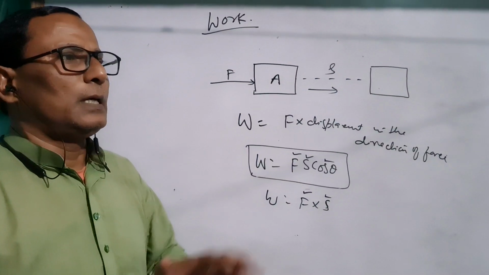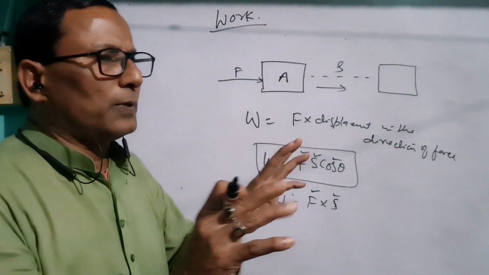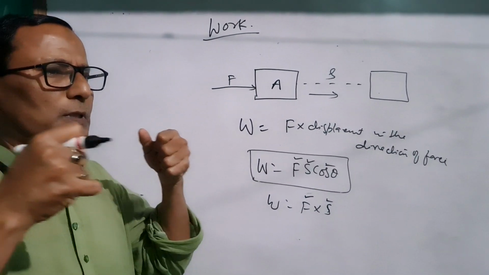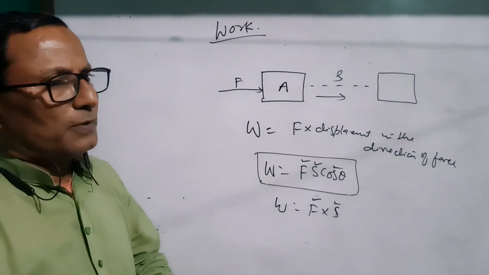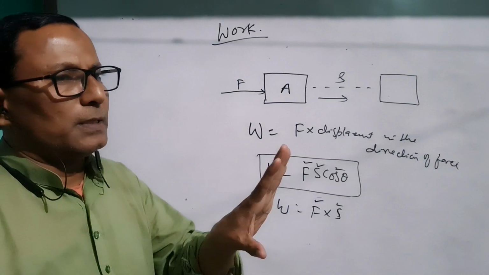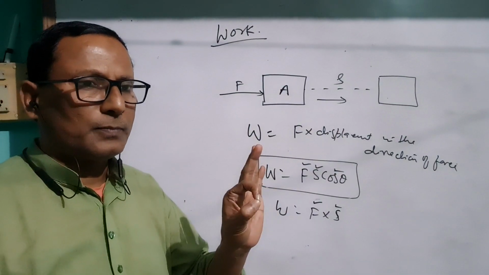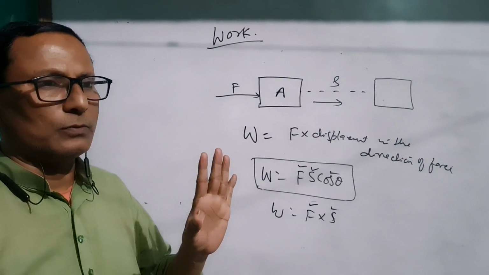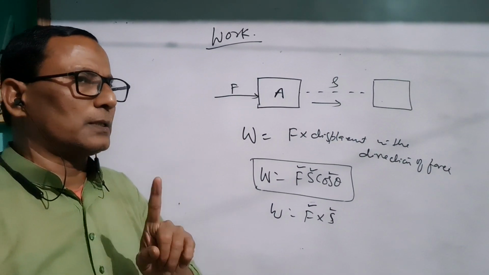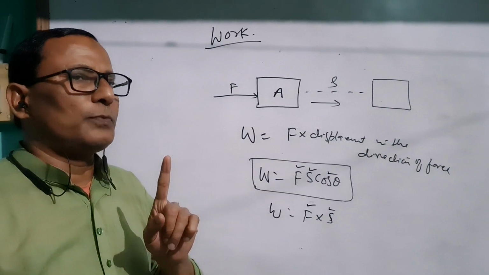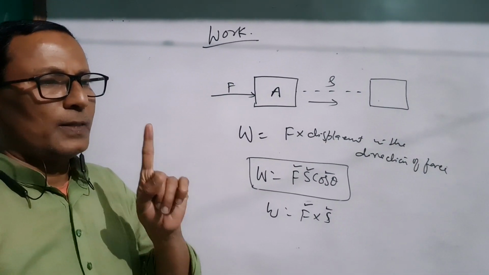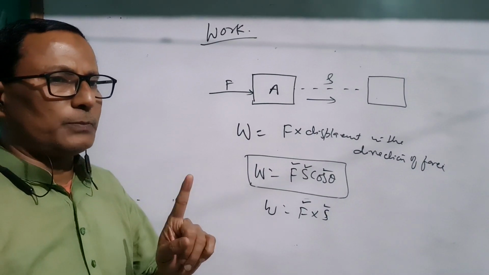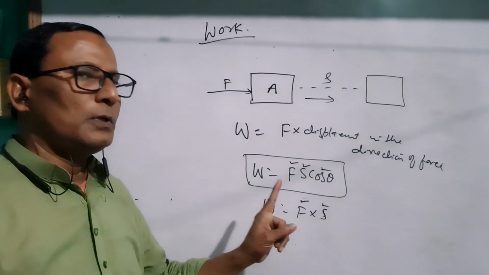For example, if I push a wall from morning to evening, however big a force I apply on the wall, I will not be able to displace the wall by even a single inch. So I can say that there is no work done. Work done is zero. So the primary condition for zero work is what? After applying the force, if the body is not changing its position, if there is no displacement in the body, if the displacement is zero, work done is zero.